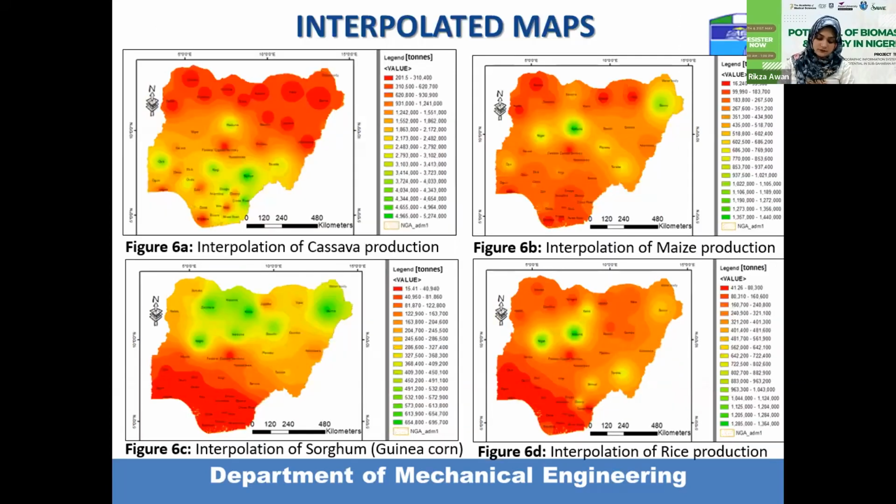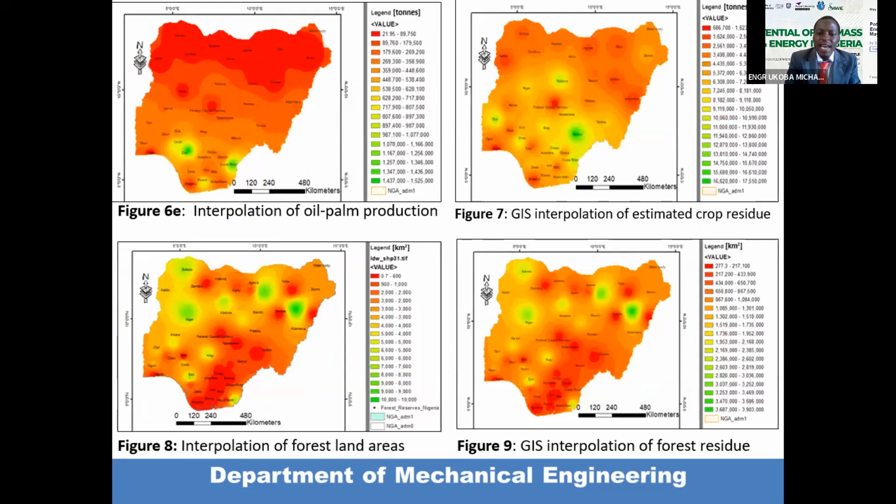Now, the interpolation helps us to know the various production of the various points, the various potentials of this crop as you move from where it is highly situated to other regions. Figure 7 shows the GIS interpolation of estimated crop residue, figure 8 that of forest land area, and figure 9 that of forest residue. So GIS also helps us to carry out interpolation of data.